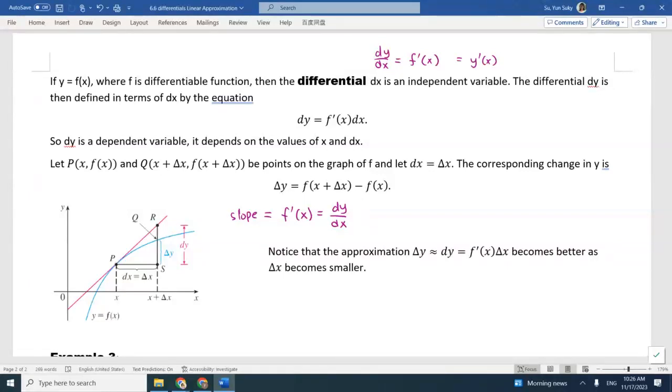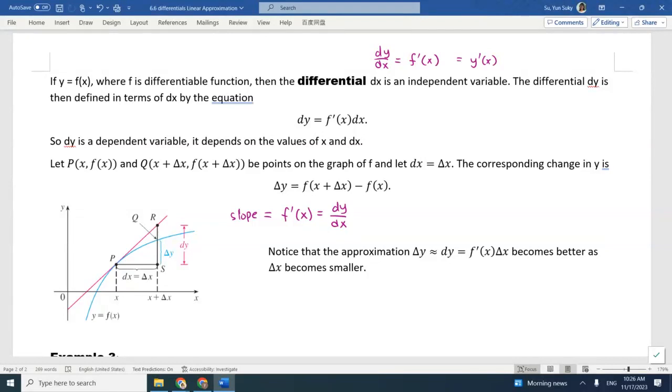So notice that the approximation, when the change of x is getting close to 0, our change of y is approximately equal to the dy. So therefore, change of y is approximately equal to dy, which is f prime of x times change of x. In this case, dx and change of x are the same. And this approximation becomes better as change of x becomes smaller. Because if you look at this picture, if change of x is smaller, do you see our approximation is better? They're closer to each other.